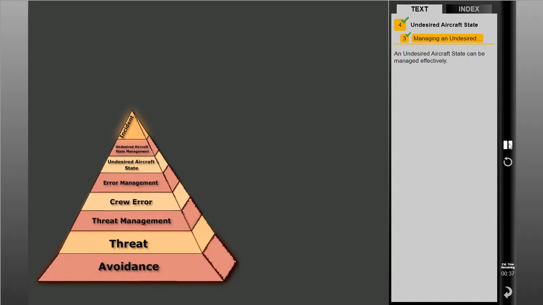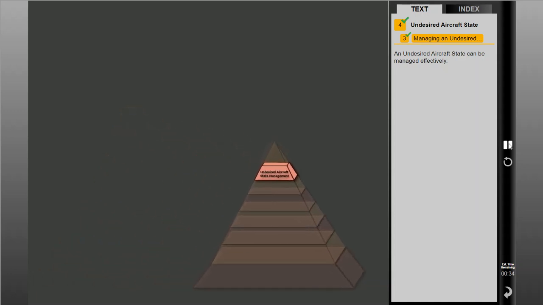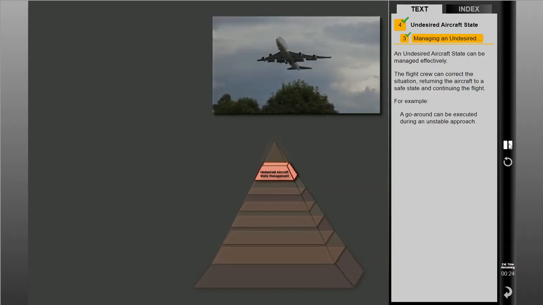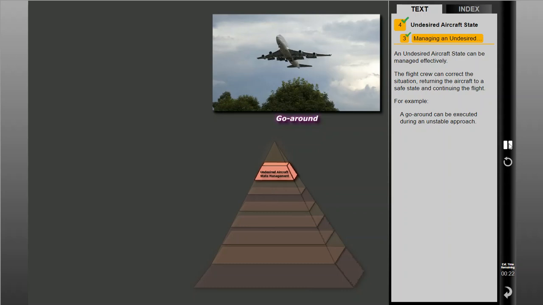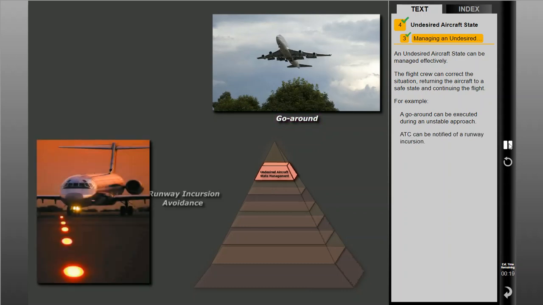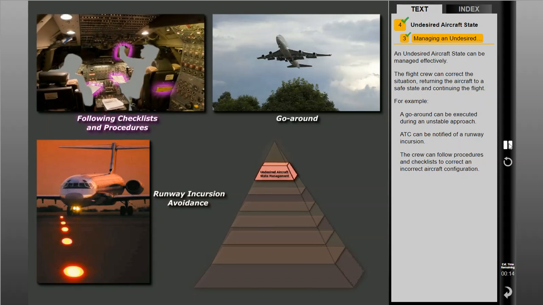An undesired aircraft state can be managed effectively. The flight crew can correct the situation, returning the aircraft to a safe state and continuing the flight. For example, a go-around can be executed during an unstable approach. ATC can be notified of a runway incursion, or the crew can follow procedures and checklists to correct an incorrect aircraft configuration. A mismanaged or unmanaged undesired aircraft state may lead to an incident or accident.